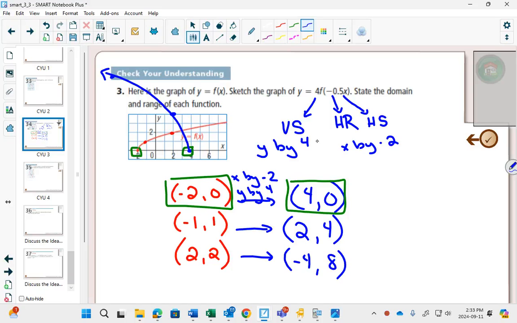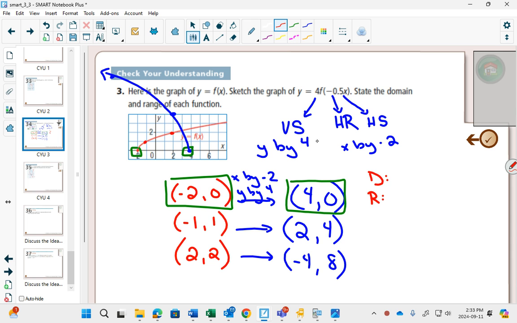Sometimes when you have vertical stretches and horizontal stretches, it's hard to say for sure that they've happened. But generally here, with the reflection going the other way, the shape seems to be right. Some sort of stretch has happened. This looks good. Okay? And of course it says state domain and range of each.